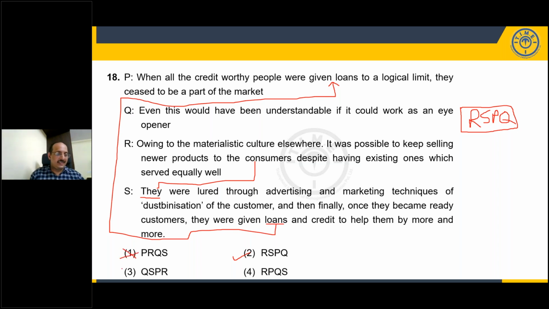So they were selling new products to consumers despite having existing ones. So this was like they were dumping them as dustbins. Once they were ready customers, they were given loans. And once they got loans to a certain logical limit, they were no longer a part of the market. So RSPQ.